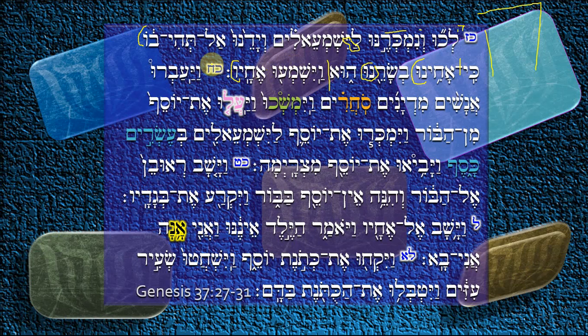Verse 28. Vaya'avru anashim Midyanim socharim, vayimshechu vaya'alu et Yosef min habe'er, vayimkeru et Yosef laYishmaelim b'esrim kasef. Okay. So that's a long clause. Where do we start here?